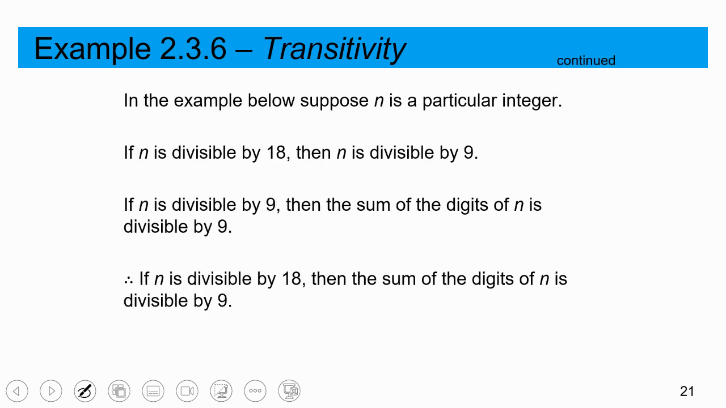Here's an example. If n is divisible by 18, then n is divisible by 9. If n is divisible by 9, then the sum of the digits of n is divisible by 9. So this P leads to this Q, and this Q leads to this R. And so we can eliminate this Q statement and just say P implies R. If n is divisible by 18, then the sum of the digits of n is divisible by 9. It's called transitivity.